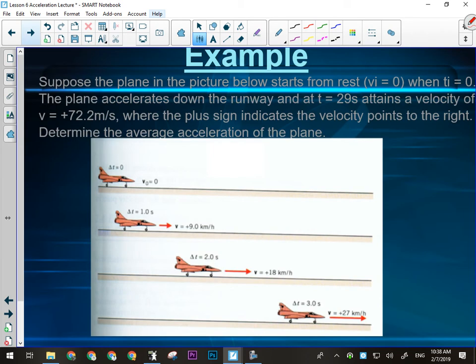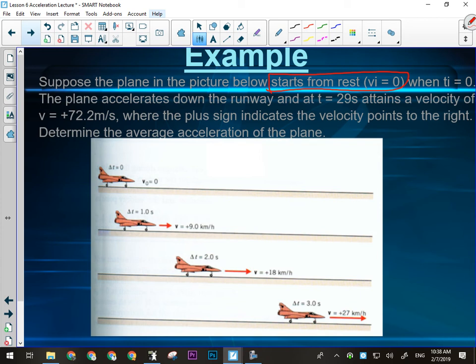All right, so in this example, suppose we have this plane and it starts from rest. There's one of those terms you always have to be on the lookout for in a question. If we say something starts from rest, then VI is 0. If it comes to rest, then, well, which thing is 0? Not VI, but VF would be 0. Rest always means stopped, so if you see the word rest, you know that you've got a 0 in there somewhere for a velocity. You just have to be on the lookout for that.